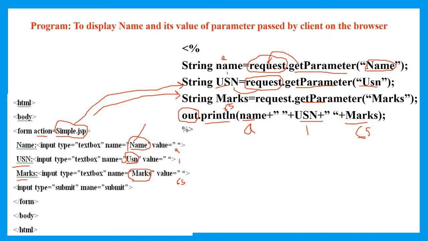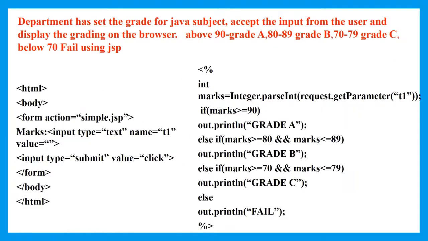This was a question asked in an exam. The department has set the grade for the Java subject. Accept the input from the user. The client has to send the input and the grade must be displayed on the browser. If the marks are above 90, it should display grade A. If the marks are between 80 and 89, the grade should be B. If the marks are between 70 and 79, the grade should be C, and below 70, fail, using JSP.